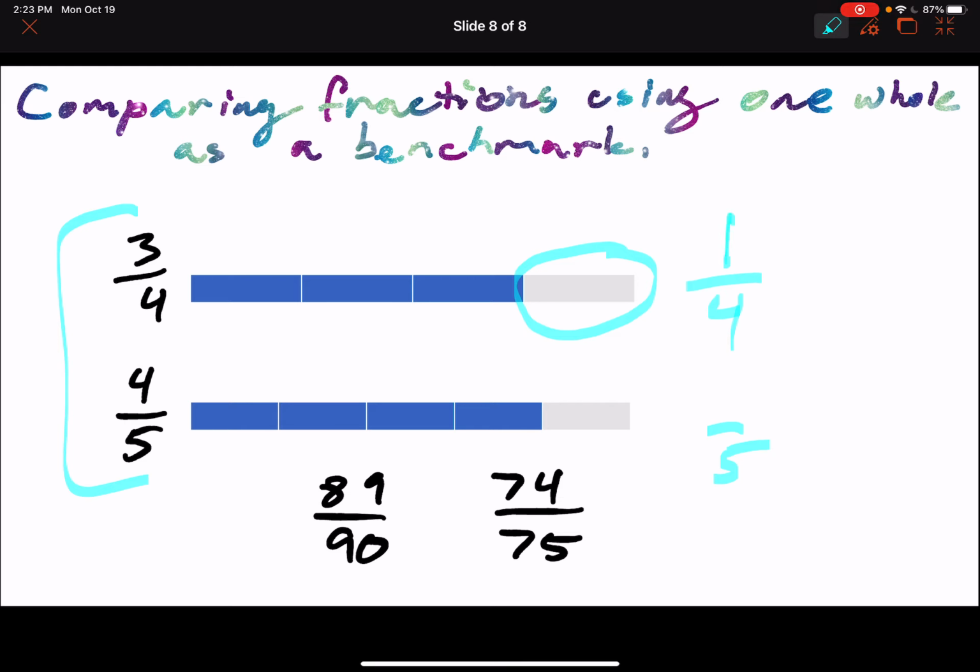And I'm going to make that into a fraction on this side here. And I'm going to look at the unshaded part here, and I'm going to write a fraction here. Now I have like numerators, right? So I can actually say I know that 3/4 is bigger than 4/5. And that would be my evidence.